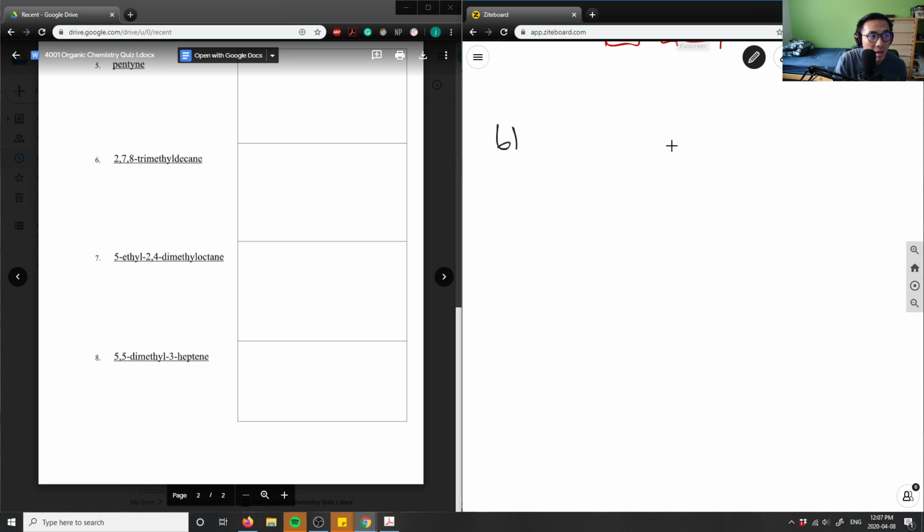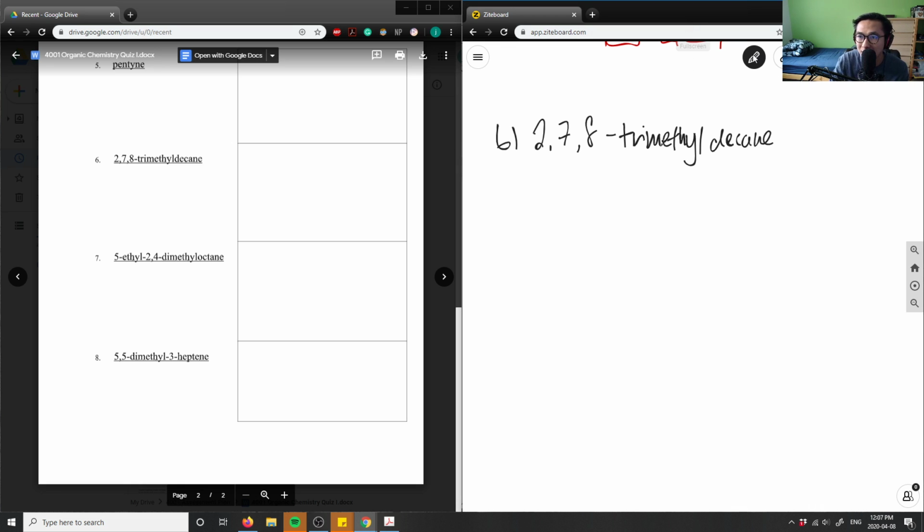And I'm going to start doing some line diagrams for you so we are more familiar with that. This is 2,7,8-trimethyldecane, right? So this is our name here, 2,7,8-trimethyldecane.